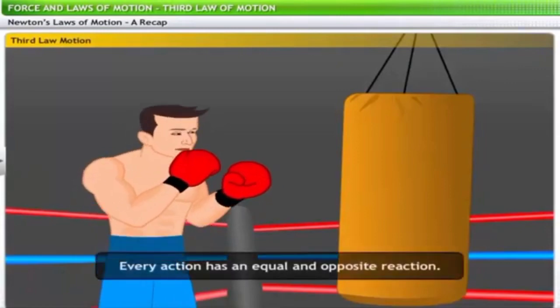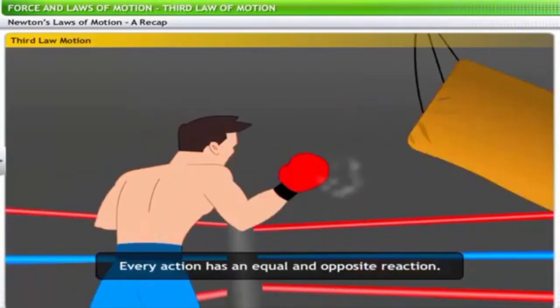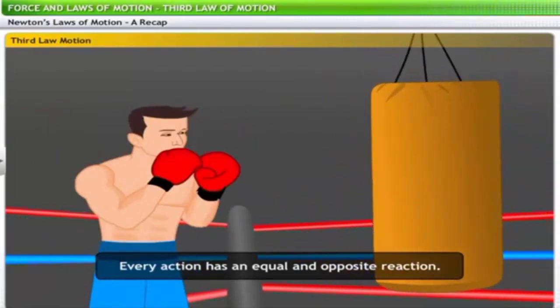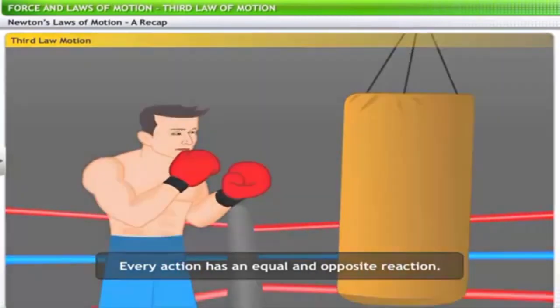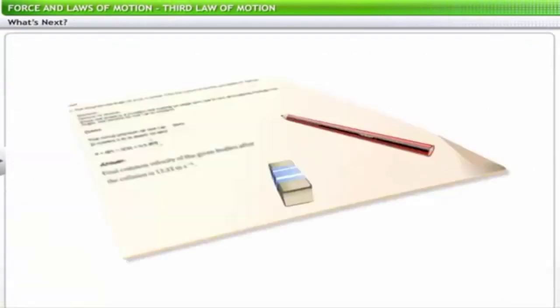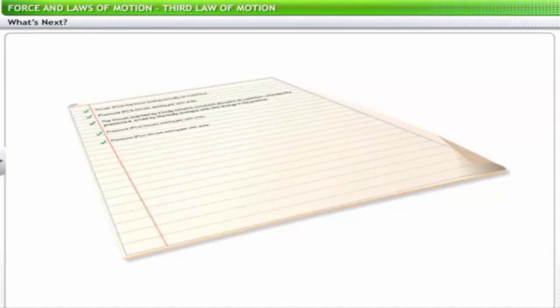The third law states that every action has an equal and opposite reaction. Newton's third law of motion gives the application of force. The section on solved problems provides you an opportunity to review a model problem based on the third law of motion. To revisit the key points covered in this lesson, please review the flashcard at the end of this lesson.